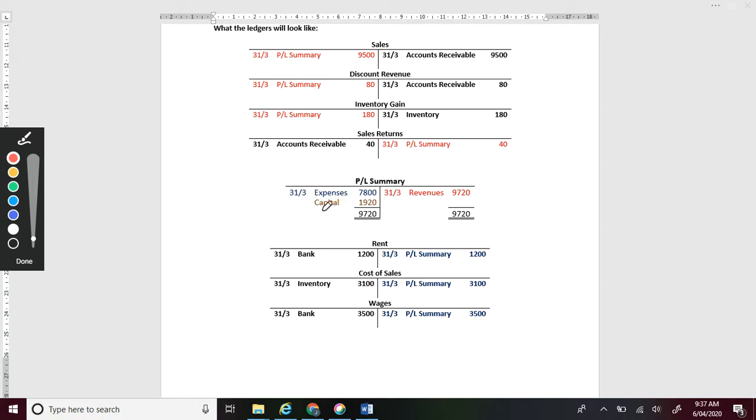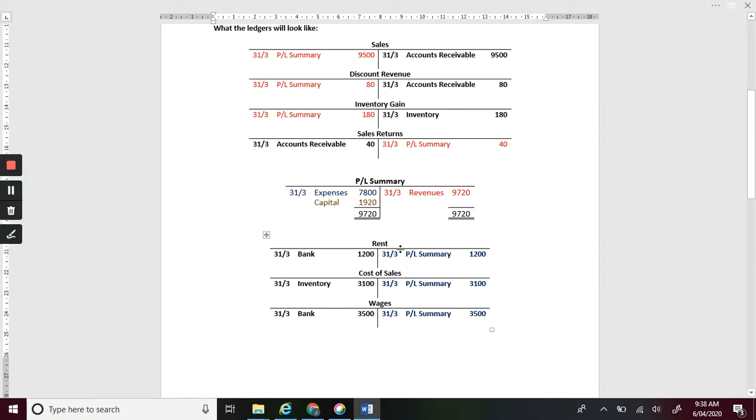And then of course, the difference between the two, right? Revenues are greater than expenses, so we've made a profit. We don't write profit, we write capital. The profit belongs to the owner.